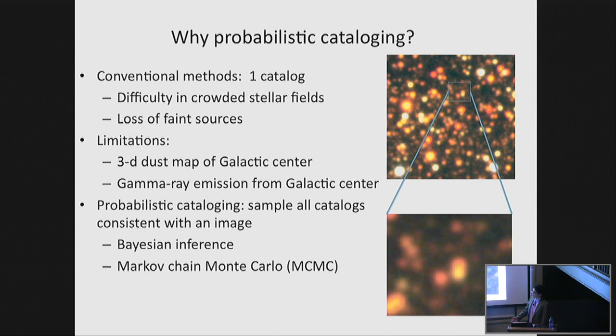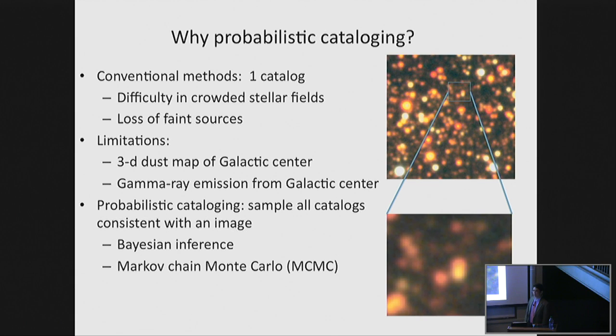And while these conventional methods tend to perform quite well on most images, they tend to fail in two limits. First, the limit of very crowded stellar fields, and then also the limit of detecting the faintest sources in the image. If we look here, this is just a sample DECam image of the galactic center, and we zoom in on a small portion of it, we can see why this becomes an issue. It's not clear how many sources are even in this image, what are faint sources, what is just background.